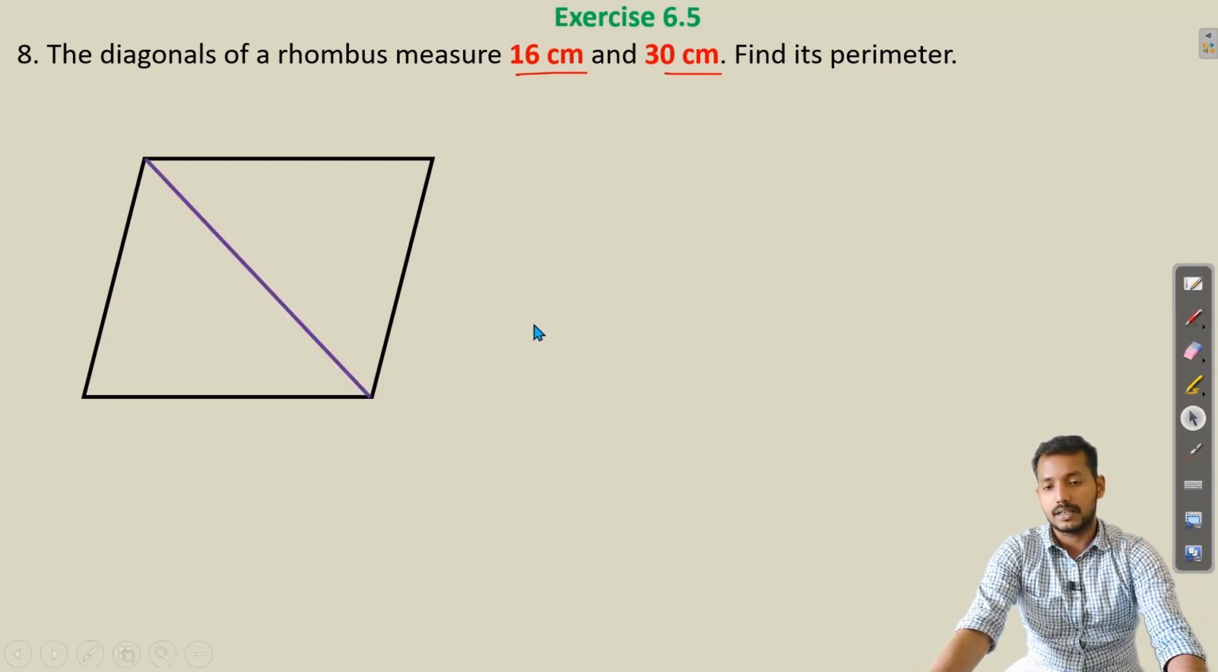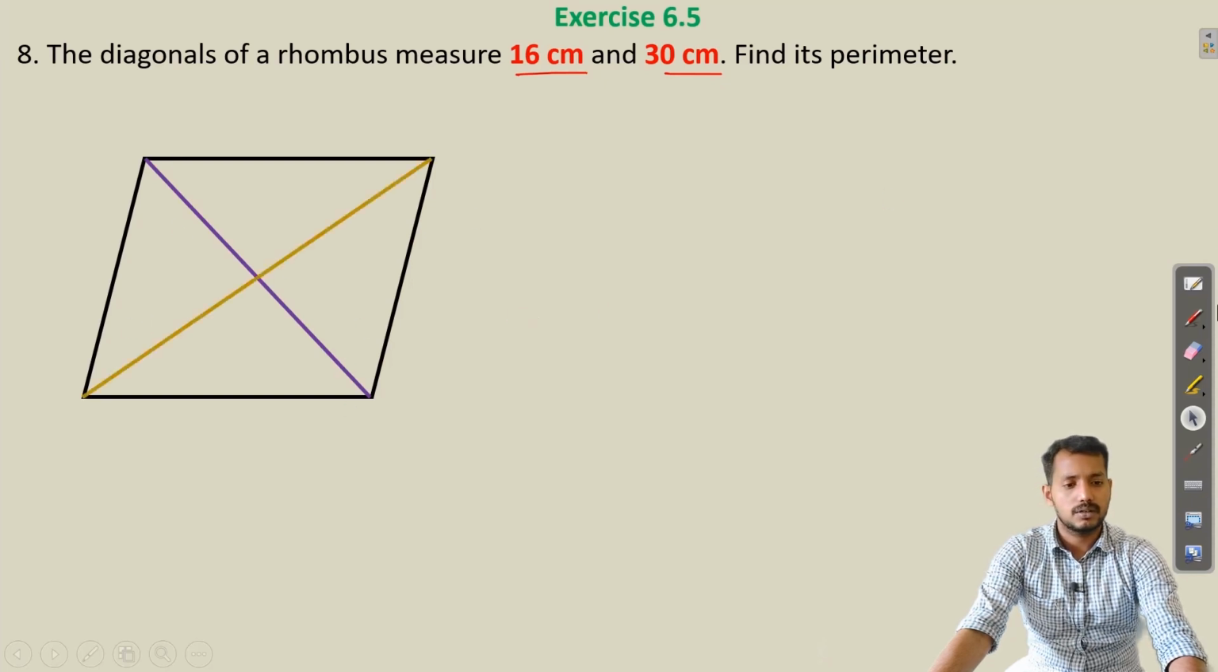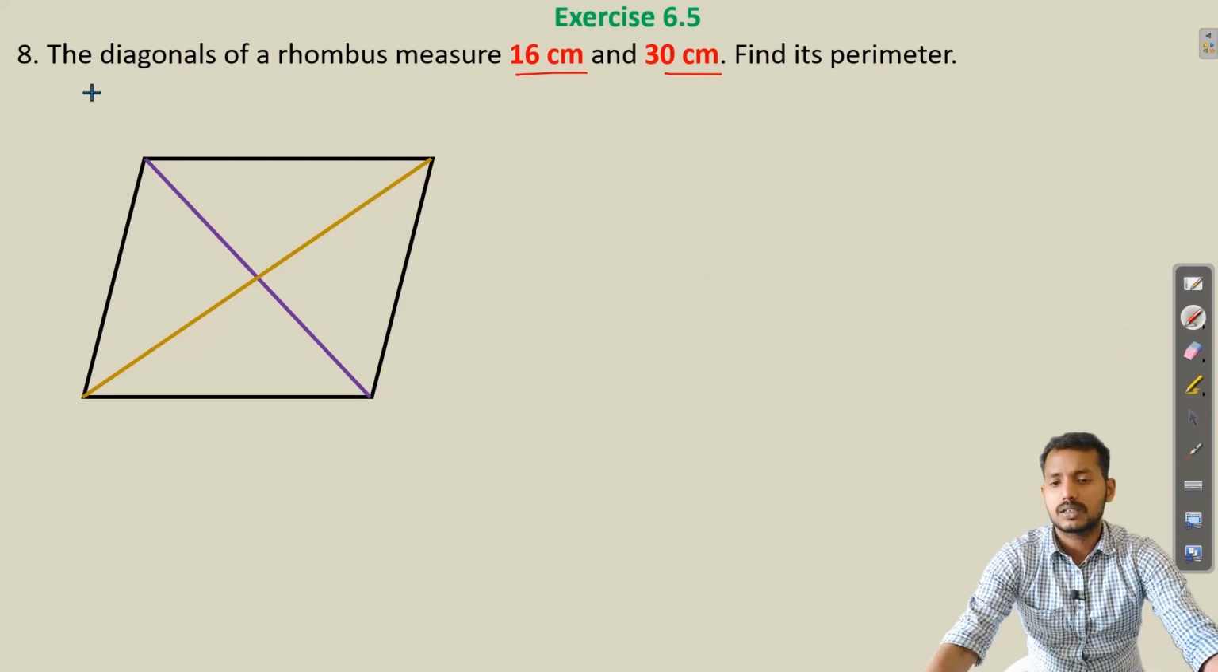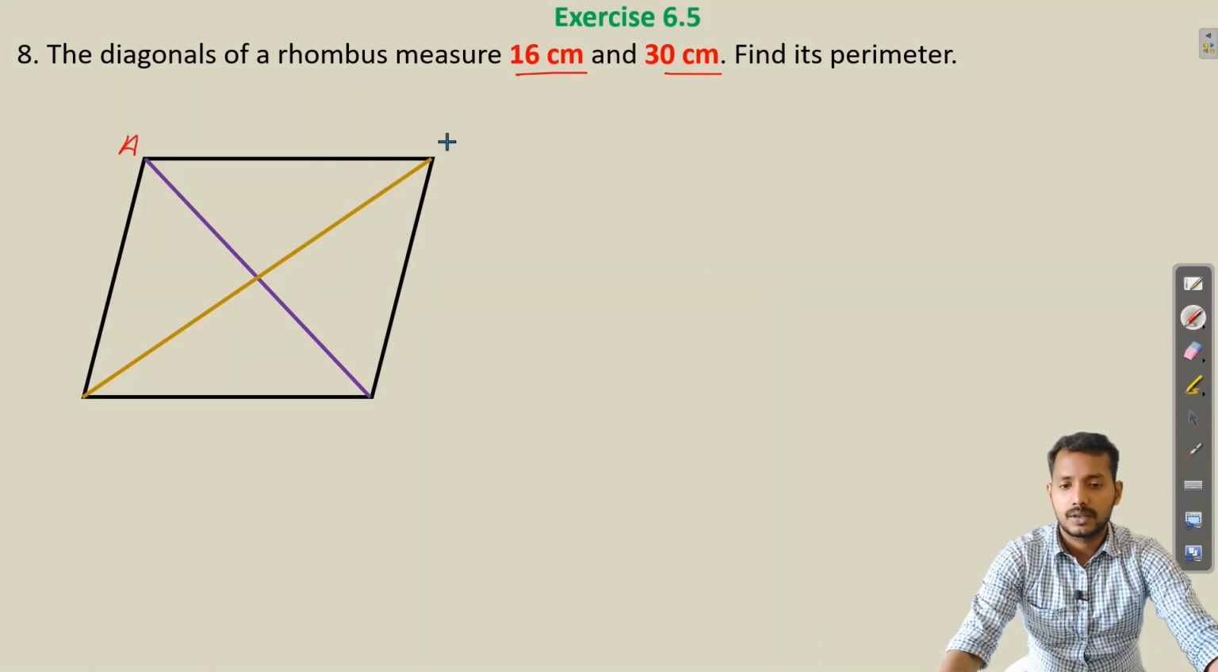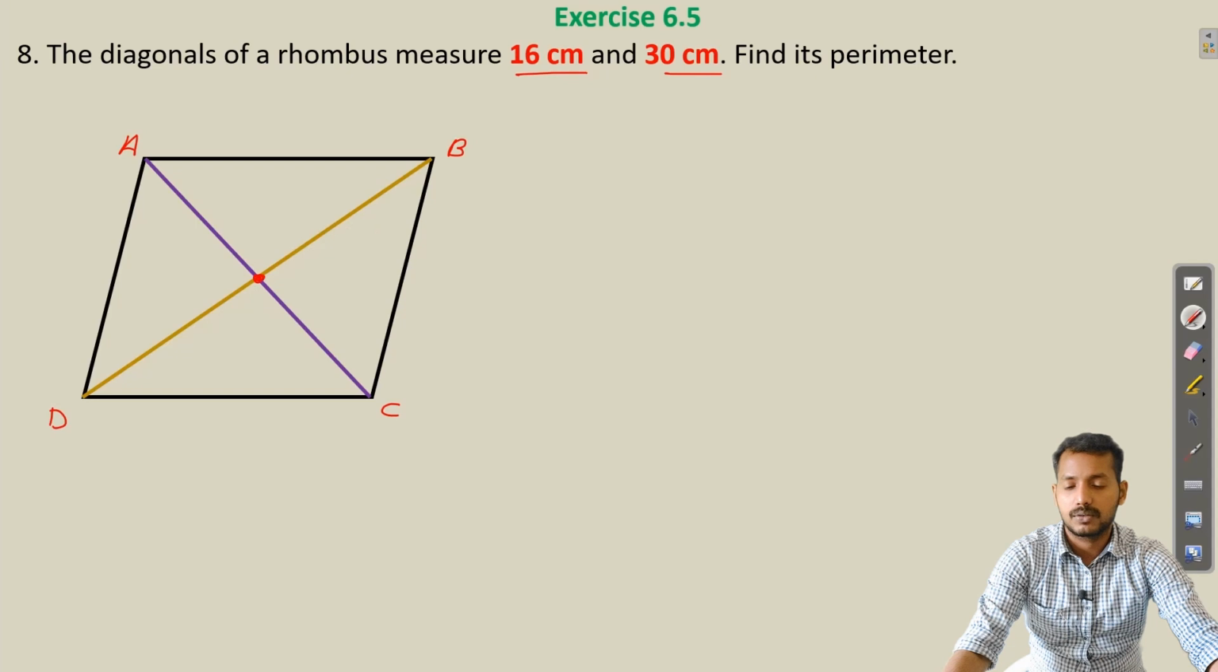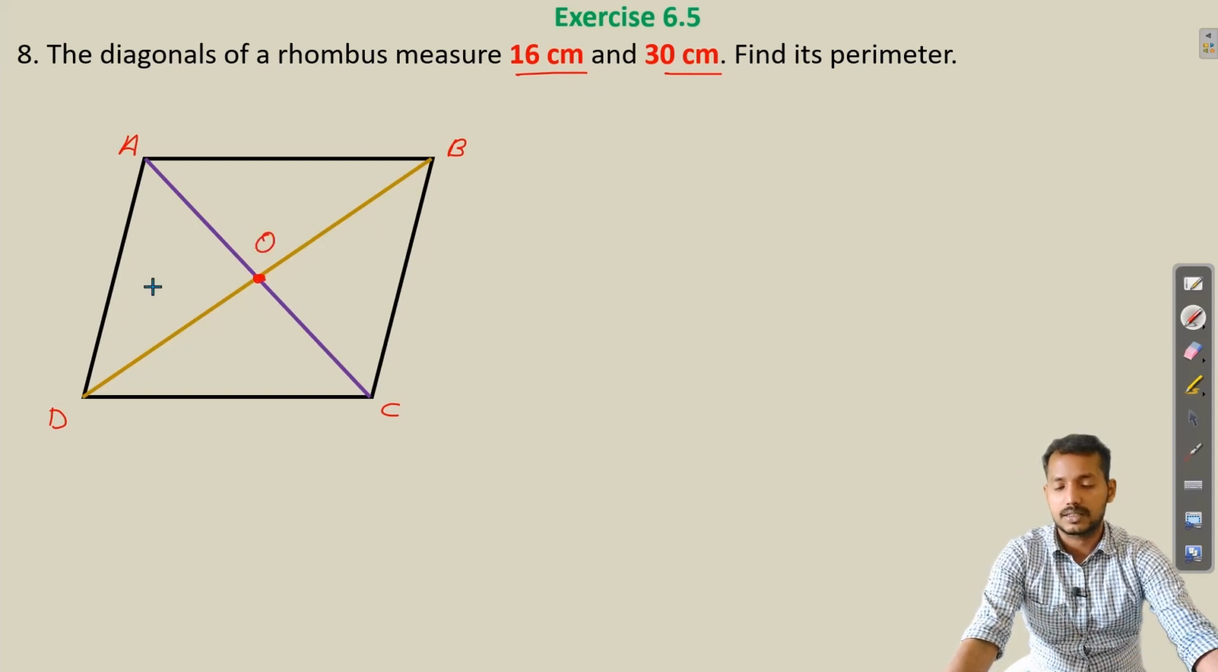The first diagonal is represented by a violet line, the second one is almost yellow. There are two diagonals I have drawn. Now just mark the vertices like A, B, C, and D, and the intersecting point, that is O. This is the point where the two diagonals intersect.